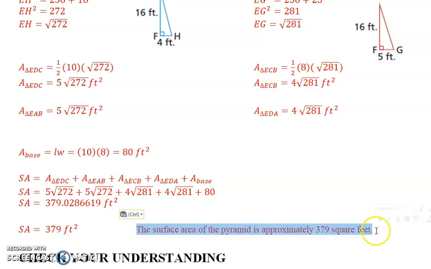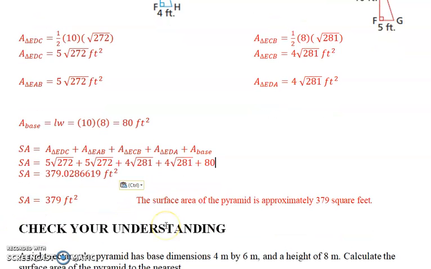Answer with a complete sentence. The surface area of the pyramid is approximately 379 square feet. All right, so a little more meat to that one. You're doing several calculations. You're finding the area of the front and back face because they're equivalent, the 2 sides, which are equivalent, and then the base. So add the 5 values up, the front, the back, the 2 sides, and the base. You can put your units at the end and then box around your final answer.